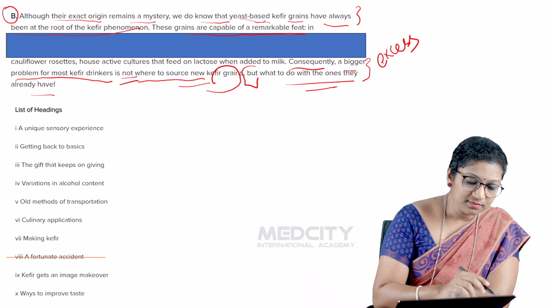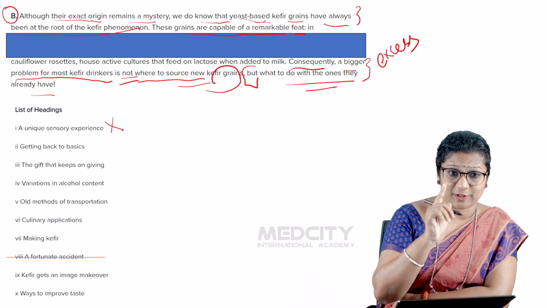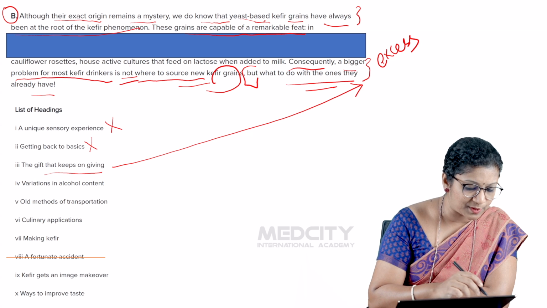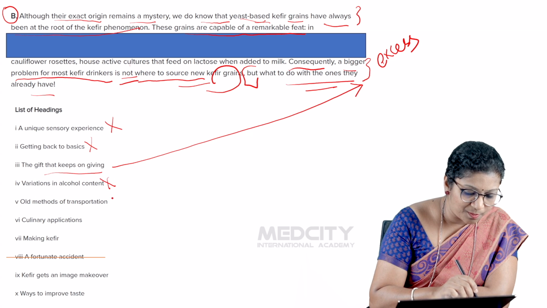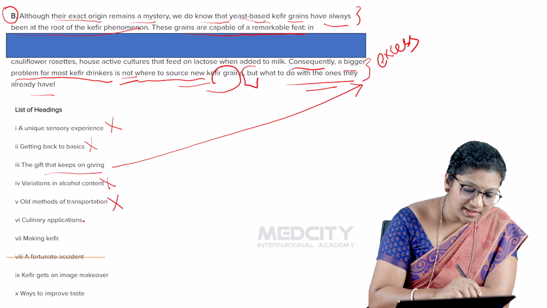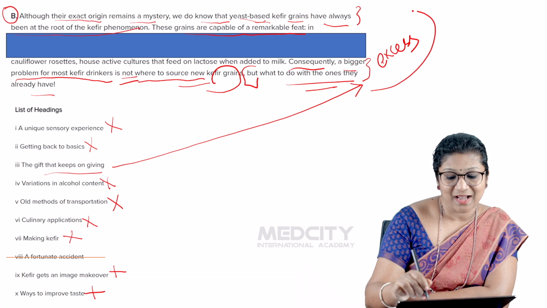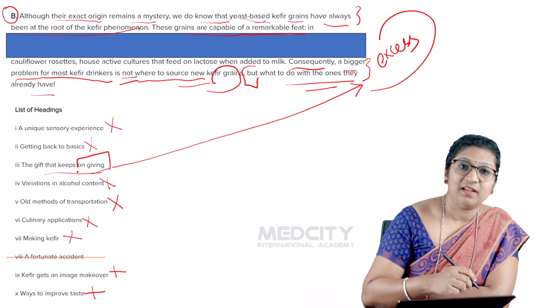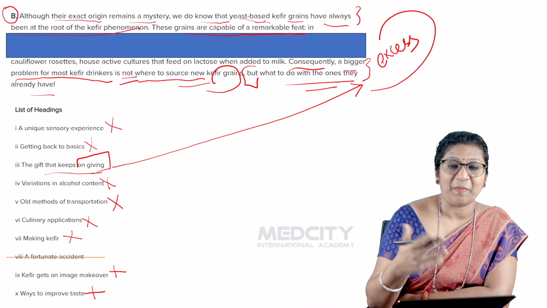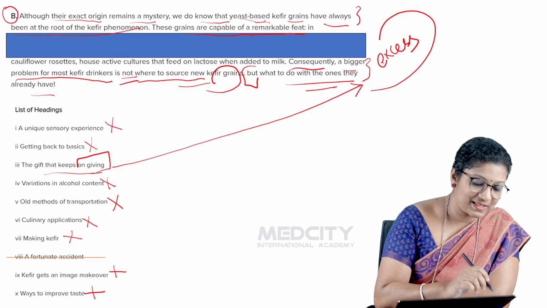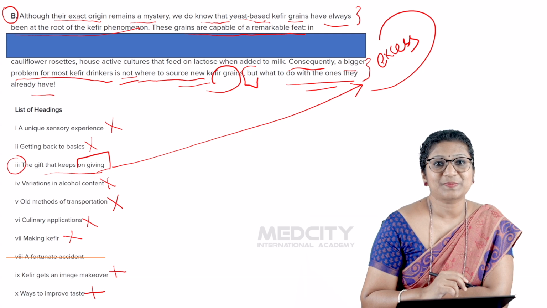So what do they do with the ones that they have in excess, in abundance? Let's find out. A unique sensory experience. Remember, we're reading it for the second time now. Getting back to basics. The gift that keeps on giving. Because we have the word excess here, that could be a possibility. Alcohol content, no. Methods of transportation, no. Culinary applications, no. Making LAIL, no. Image makeover, improve taste. So yes, because we have in excess, keeps on giving, keeps being there, abundance, in excess. So the answer to paragraph B is number 3.